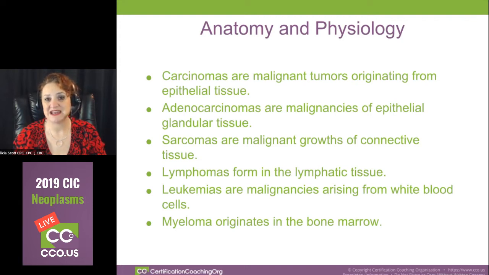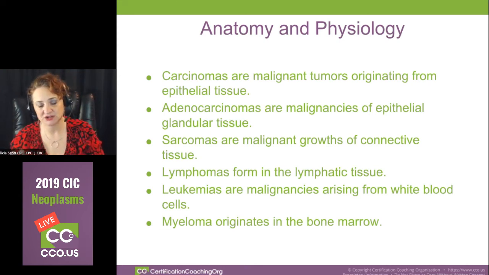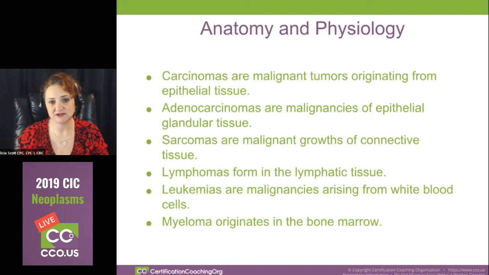Sarcomas are connective tissue. Now, see how important it is to know the anatomy of the body? We have to know what an epithelial cell is. We need to know what the glands are in the body. We need to know what the connective tissue is. Lymphomas are lymphatic tissue. Think of your lymph nodes.